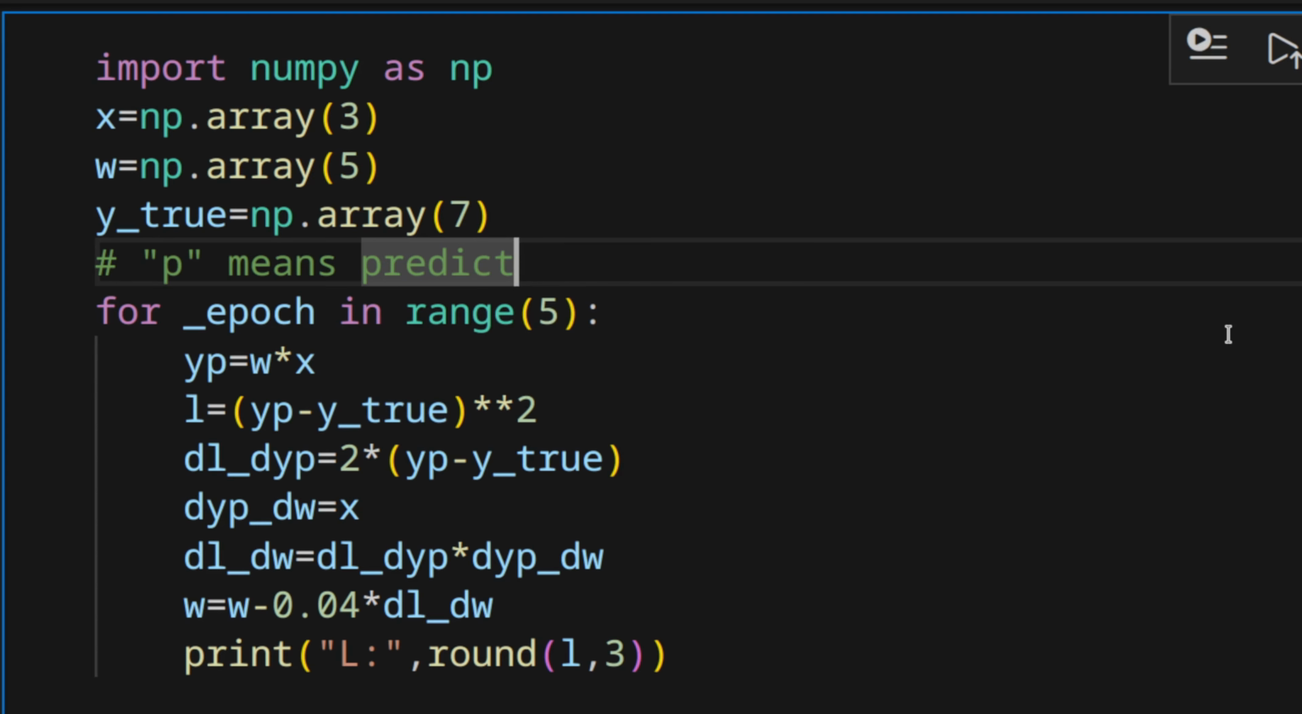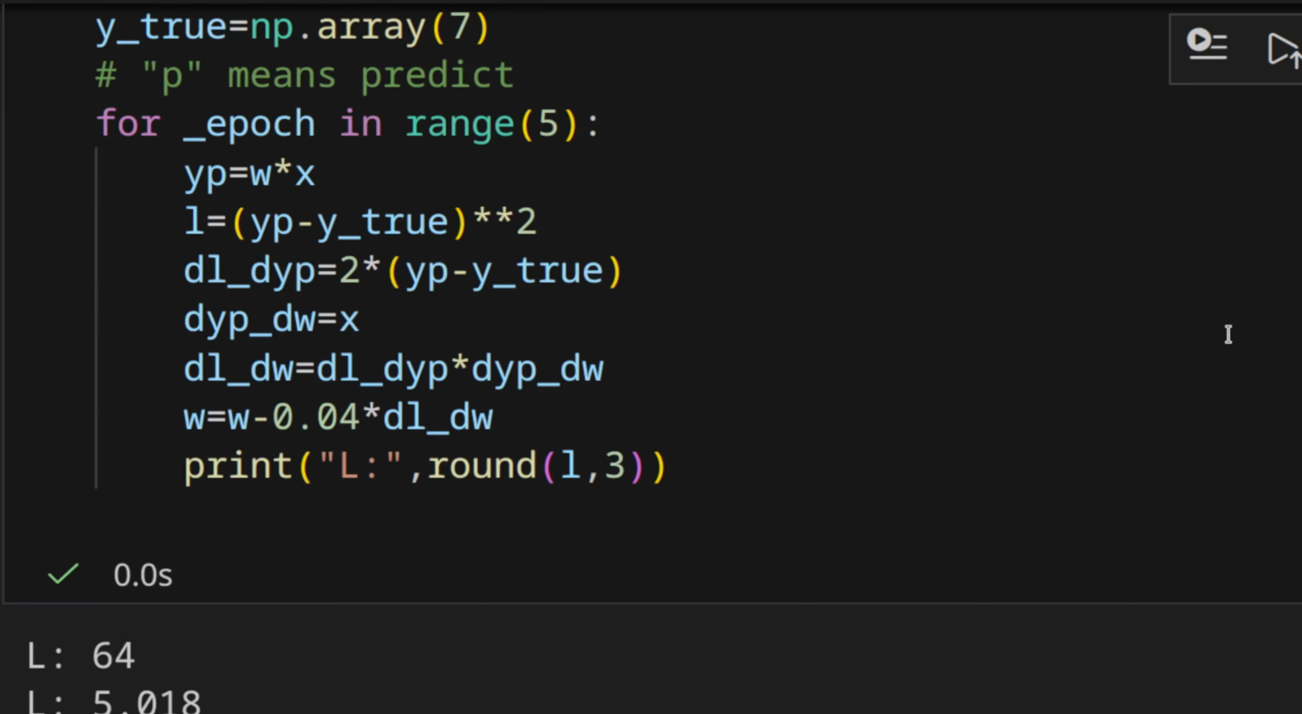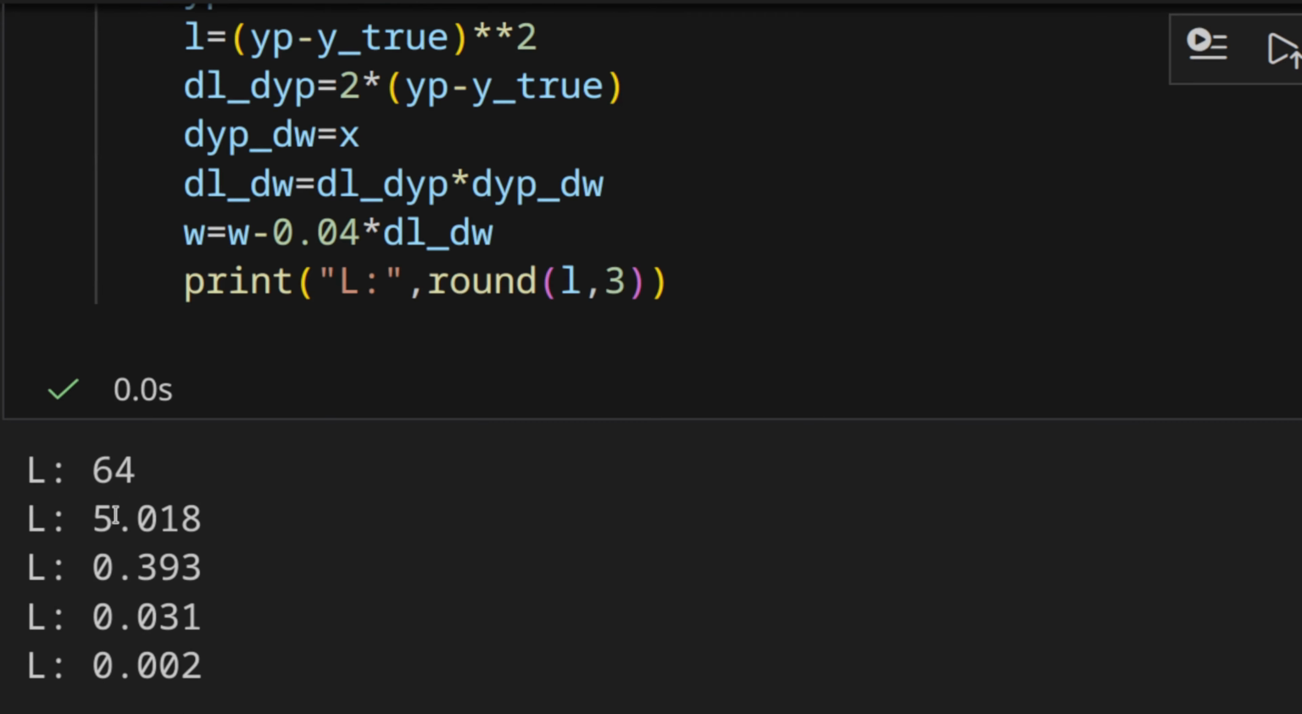And 3, 2, 1, go. So it came out at 64. Then the loss, which is the incorrectness, got less. So in other words, it is less incorrect. So it went from 64 to 5.